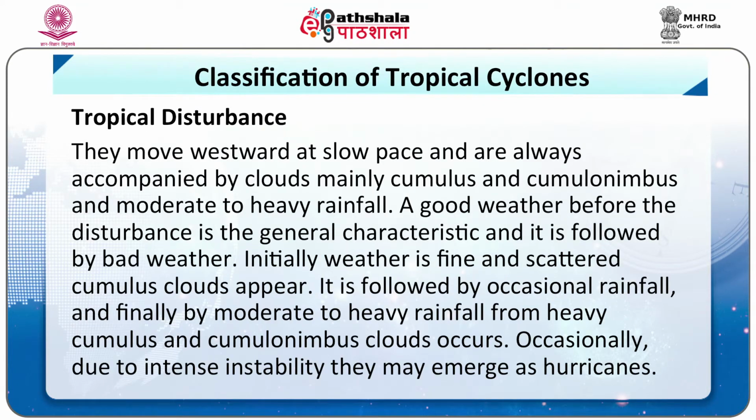They move westward at slow pace and are always accompanied by clouds, mainly cumulus and cumulonimbus, and moderate to heavy rainfall. A good weather before disturbance is general characteristic and is followed by bad weather. Initially, weather is fine and scattered cumulus clouds appear. It is followed by occasional rainfall and finally moderate to heavy rainfall from heavy cumulus and cumulonimbus clouds occurs. Occasionally, due to intense instability, they may emerge as hurricanes.